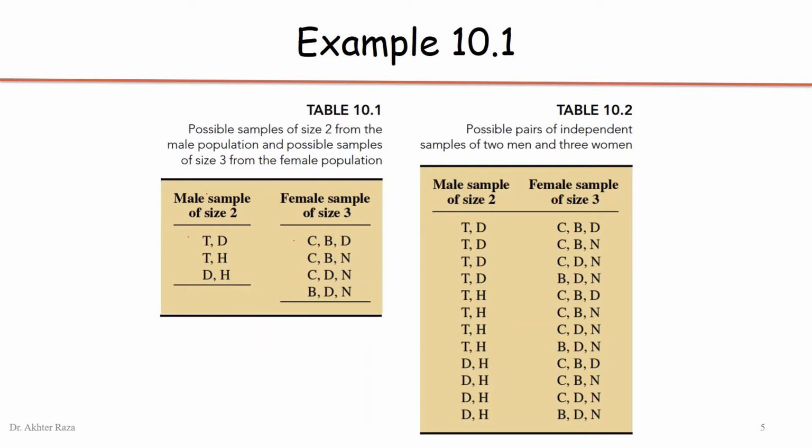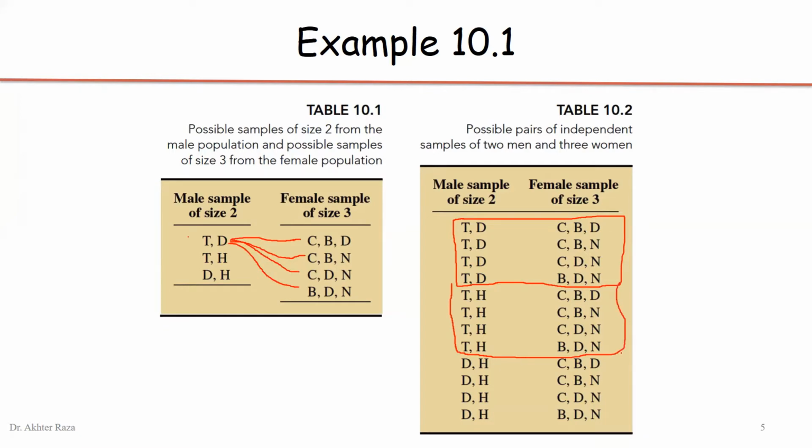If we are doing it with replacement, then we will have a larger number of samples. All possible pairs can be constructed by combining TD with these 3, then TD with these 3, and so on. So TD will be the first, and the remaining will be here. Similarly, after completing all possible pairs with TD, we have to complete all possible pairs with TH. So these are the possible pairs by TH.